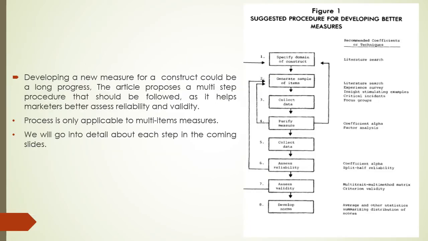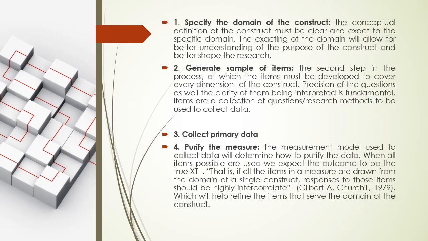Then the article presents this 8-step procedure, more of a feedback loop, an interactive, dynamic procedure, and it consists of 8 steps that we'll be going into in detail. So the first step is to specify the domain of the construct, which means researchers should spend extra time conceptualizing their definition of their construct. It has to be clear, exact, and very precise, which will help them have a clearer path in their data collection and their understanding of their research.